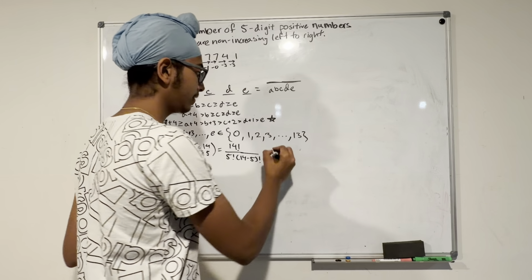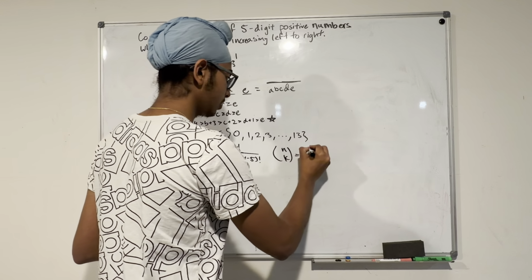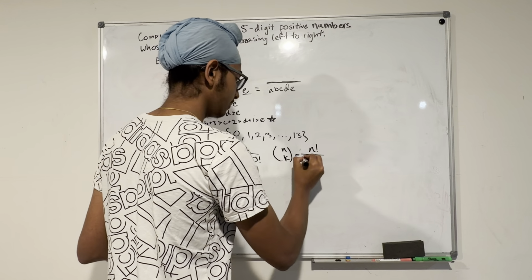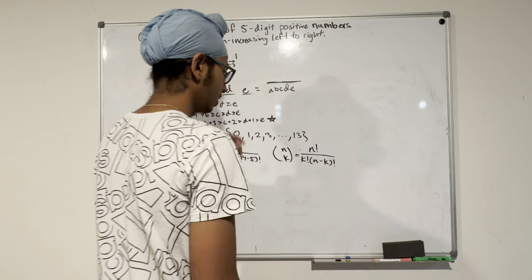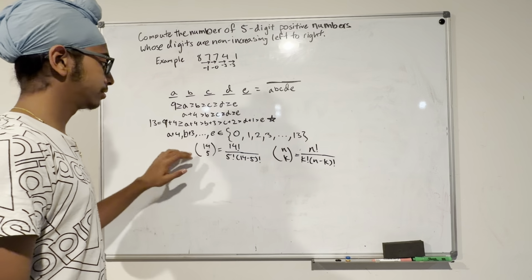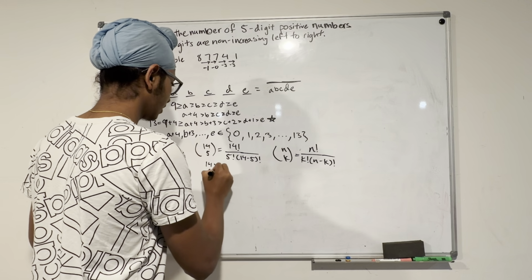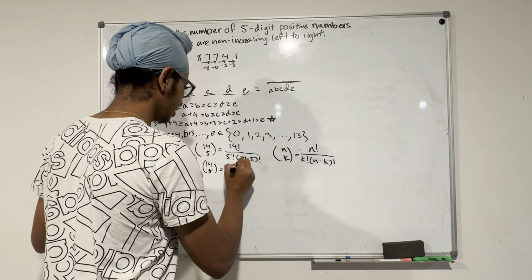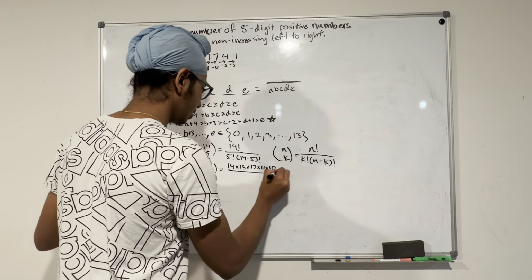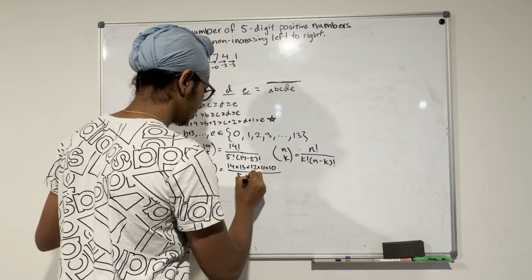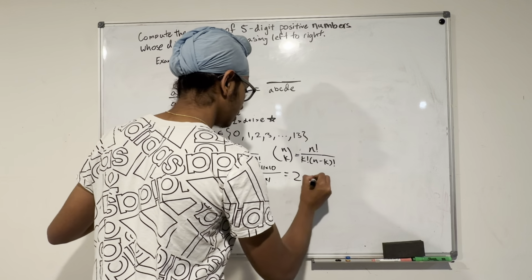And in general, we have that n choose k is equal to n factorial over k factorial times n minus k factorial. And now, essentially what we have here is that if we solve this expression, we'll get that 14 choose 5 is equal to 14 times 13 times 12 times 11 times 10 over 5 times 4 times 3 times 2 times 1 is equal to 2002.